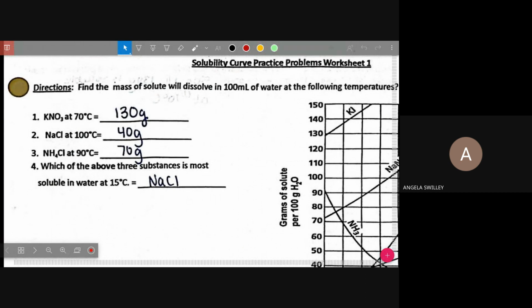Number 1 is 130 grams. Number 2 is 40 grams. Number 3 is 70 grams. And number 4 is NaCl, which is sodium chloride. Does anybody need me to show you how I got these answers, 1 through 4?